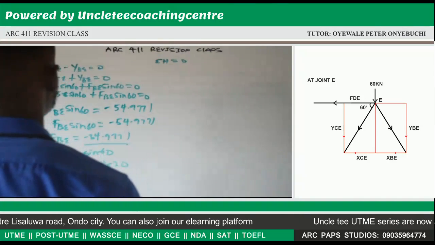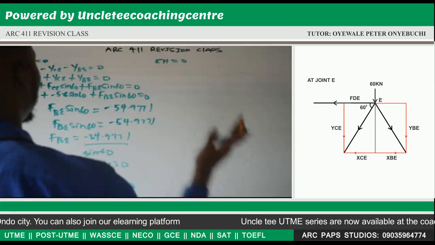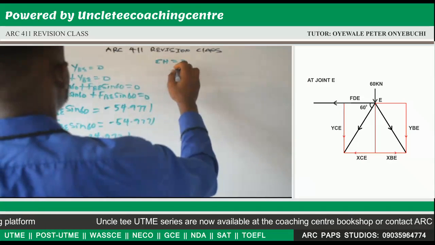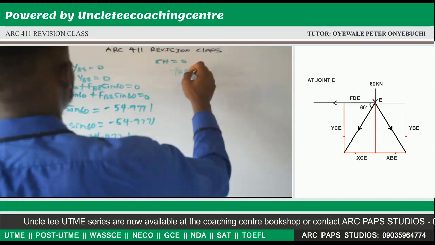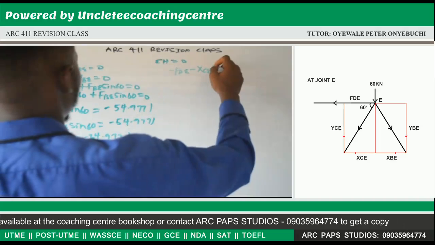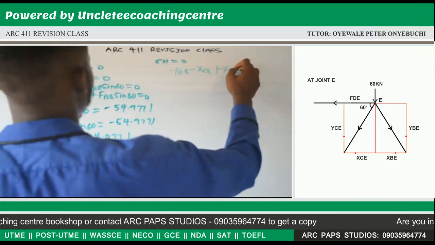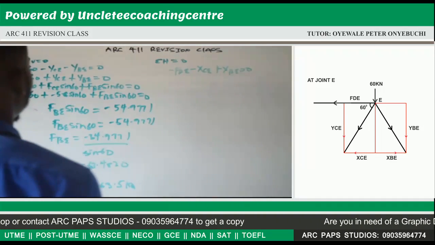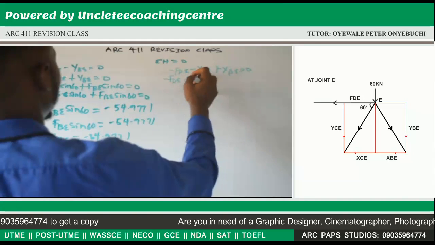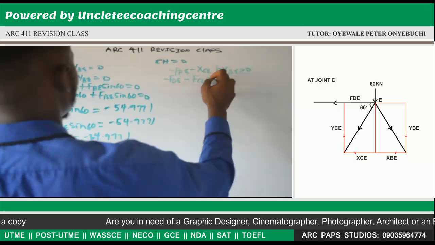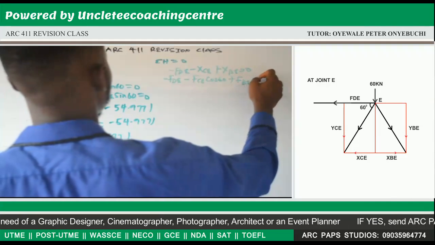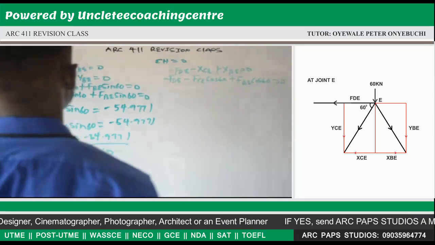Our first horizontal force there is FDE and it's facing this side. It means it's a negative value, so that will be minus FDE. Now FCE is also acting in a negative direction. FBE is acting in a positive direction. Now let's resolve. This will be minus FDE minus FCE cos 60 plus FBE cos 60 is equal to 0.